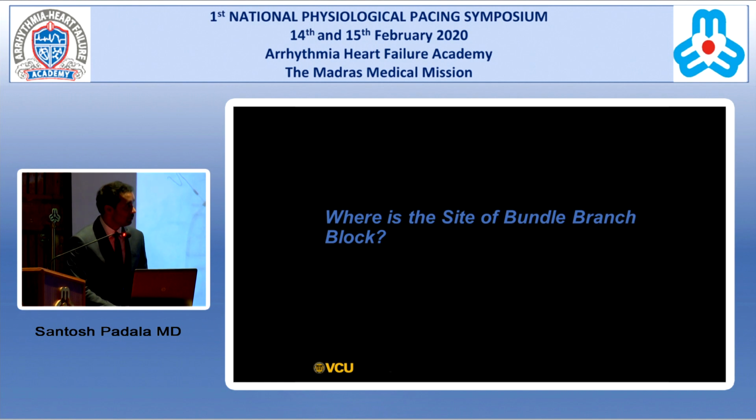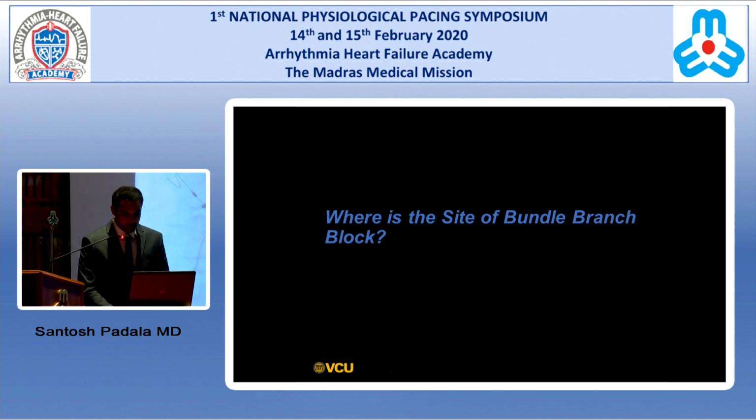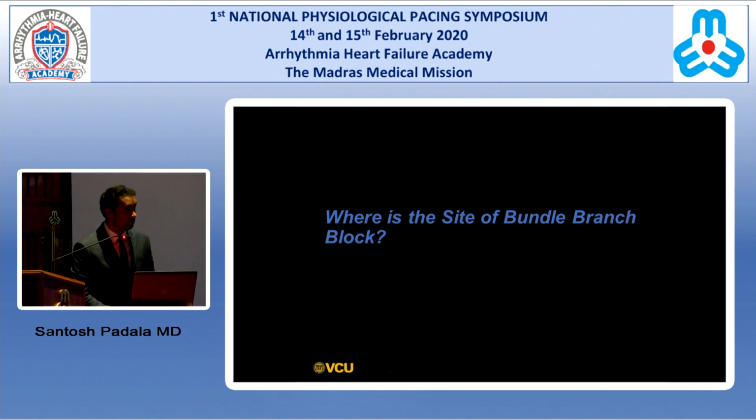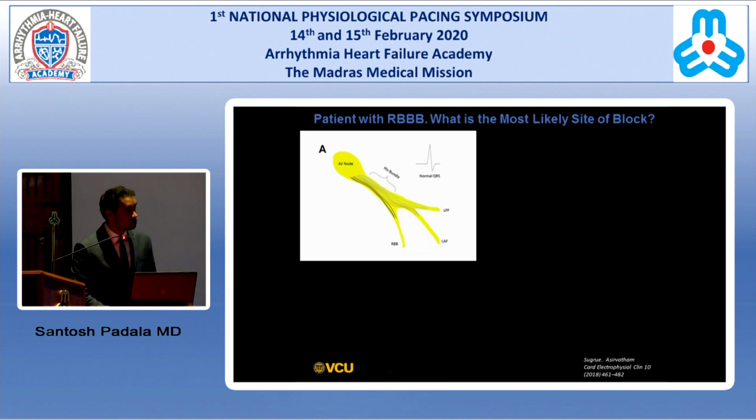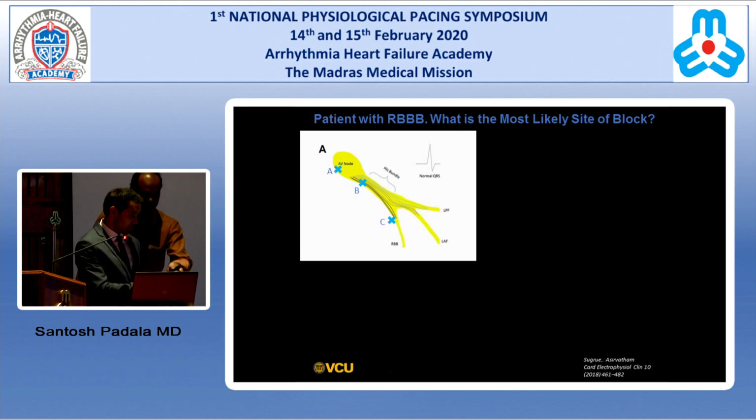We'll also talk a little bit about the physiology of the conduction system. So when we talk about the site of bundle branch block, where exactly is it? If you take a patient with right bundle branch block, what is the most likely site of block? Is it at the AV node, is it at the His, or is it in the right bundle branch?